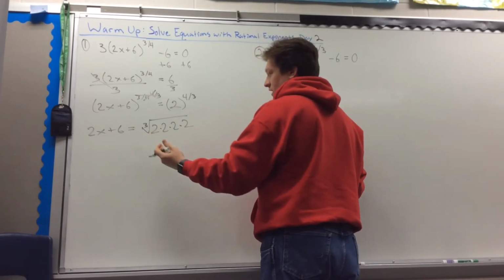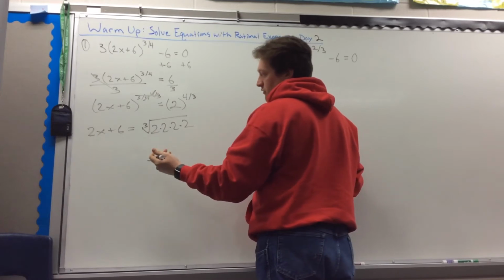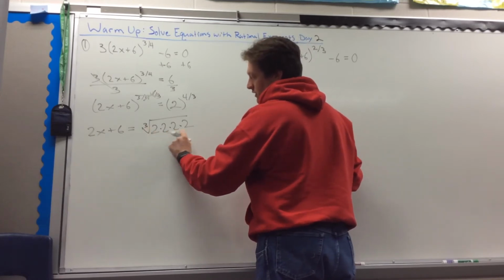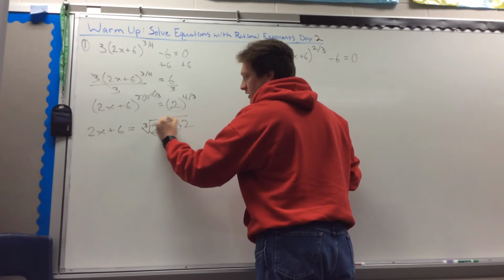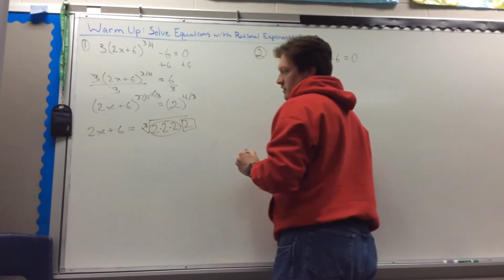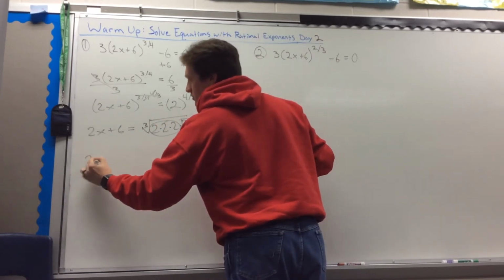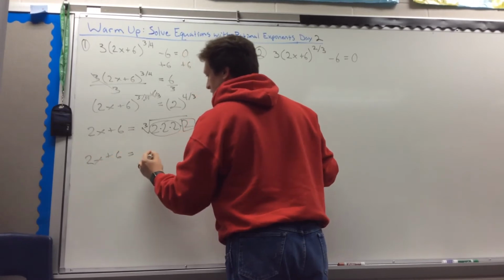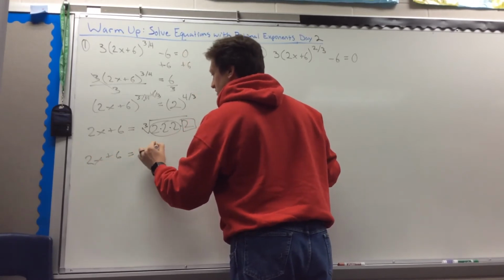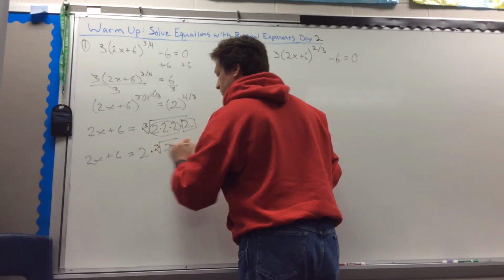2 cannot be broken down any more than its number. So we look for 3 of a kind. We have 1, 2, 3, 4 2s. I can circle 3 of them, and 1 is left over. So with that, I have 2x plus 6 is equal to 2 times the cubed root of 2.